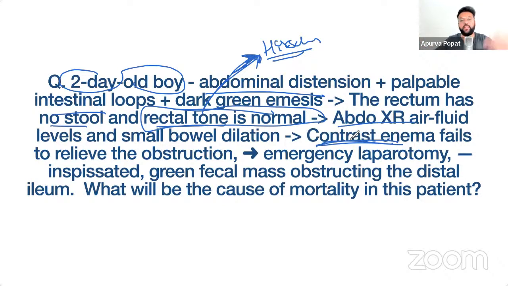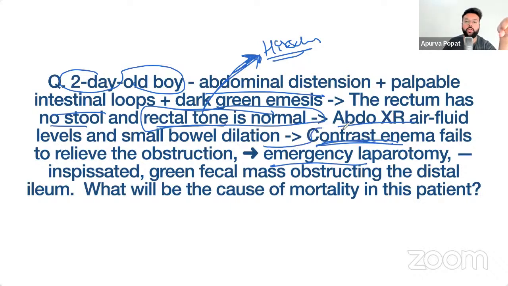But here the obstruction is not relieved even with contrast or air enema. So you do emergency laparotomy. If you are unsuccessful in reducing with the contrast enema, your next step in management becomes emergency laparotomy. That's how you solve all the Step 1 questions. Whatever question stems they are asking here will be future questions for your Step 2.